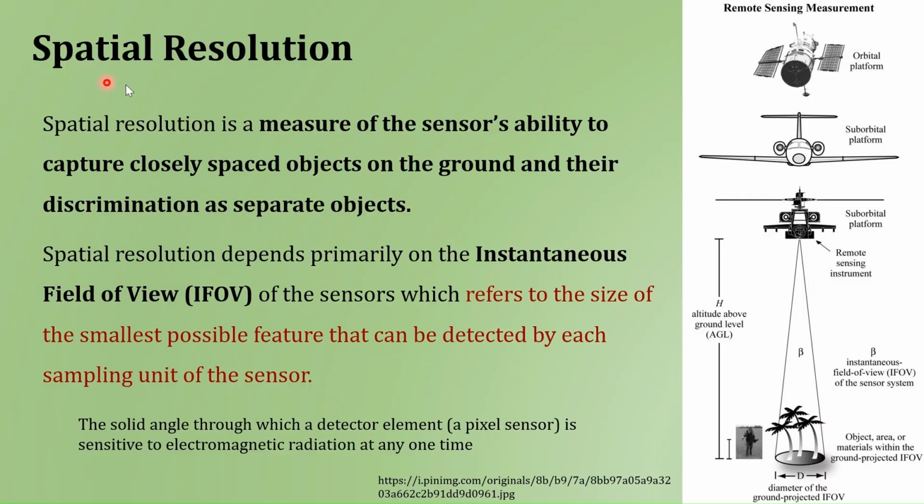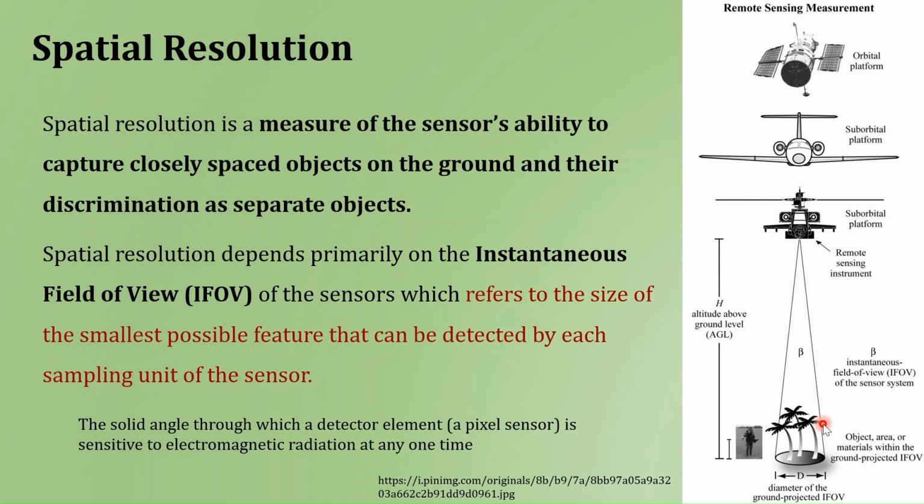Spatial resolution is defined as the measure of the sensor's ability to capture closely spaced objects on the ground and discriminate them as separate objects. This spatial resolution depends mainly on the instantaneous field of view of the sensor, and it defines the size of the smallest possible feature that can be detected by each sampling unit of the sensor.